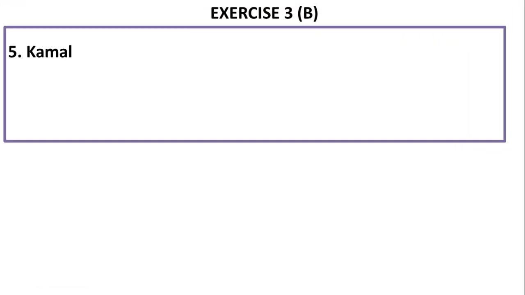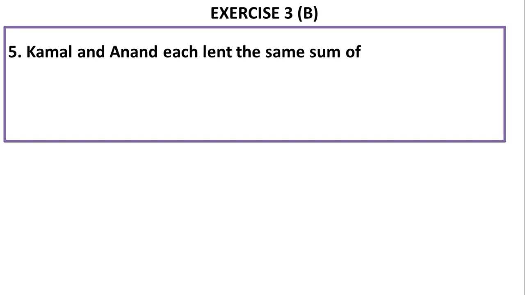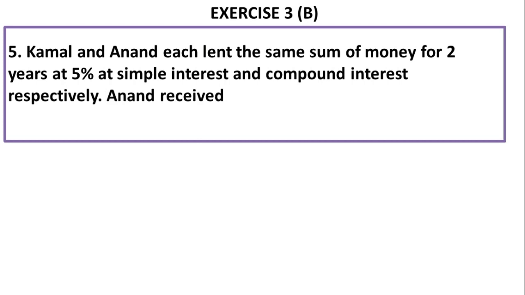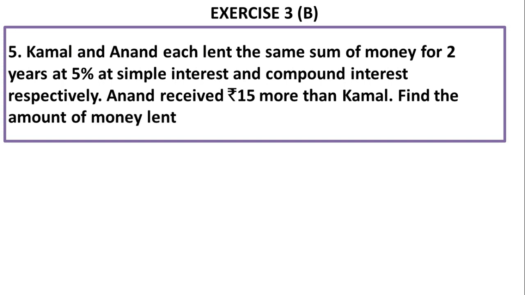Exercise 3B, question number 5. Kamal and Anand each lent the same sum of money for 2 years at 5% at simple interest and compound interest respectively. Anand received Rs 15 more than Kamal. Find the amount of money lent by each and the interest received.